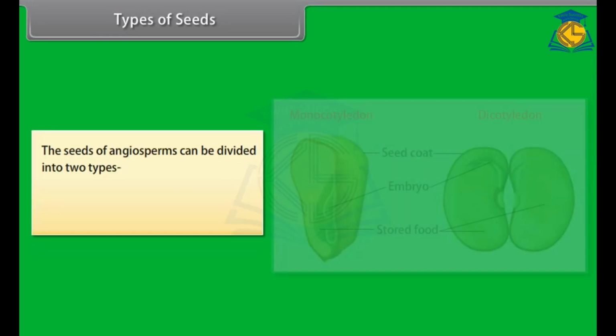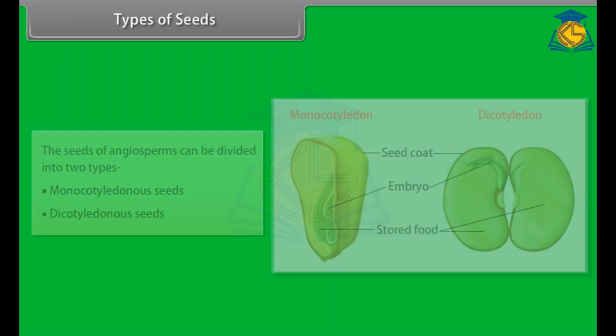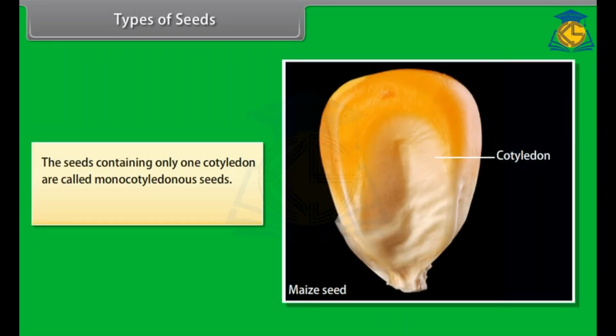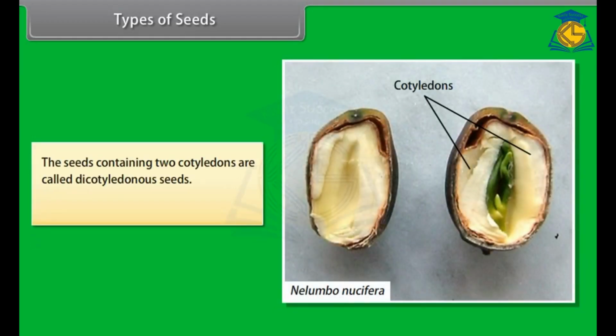Types of seeds: the seeds of angiosperms can be divided into two types: monocotyledonous seeds and dicotyledonous seeds. The seeds containing only one cotyledon are called monocotyledonous seeds. Example, maize. The seeds containing two cotyledons are called dicotyledonous seeds. Example, Nelumbo nucifera.